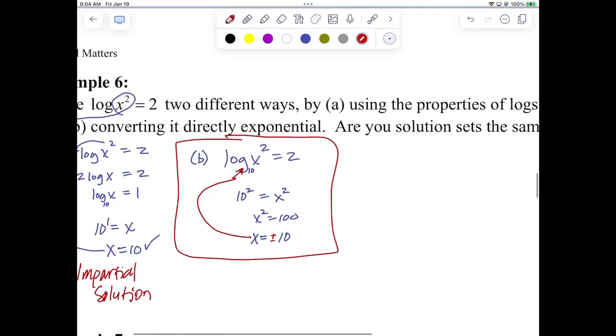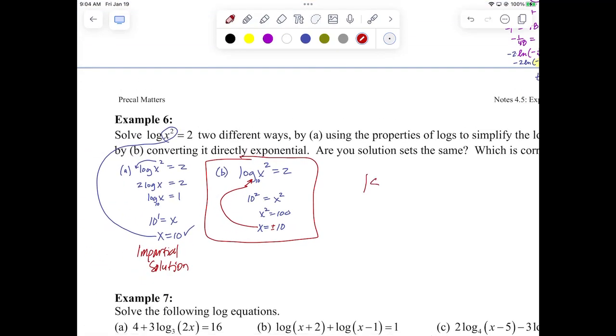Okay, so here's the moral of the story. You want to isolate your log. You want to get it to log base b of some function of x equals, we'll just call it a. If you can isolate the log, that means its leading coefficient is 1. You've isolated the log. Then you can just go b to the a equals f of x.